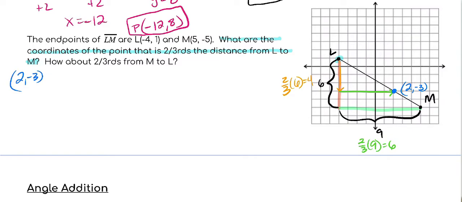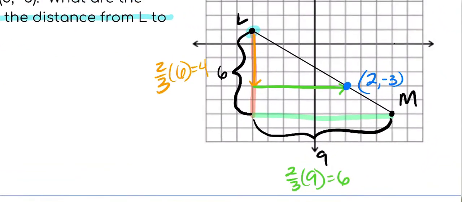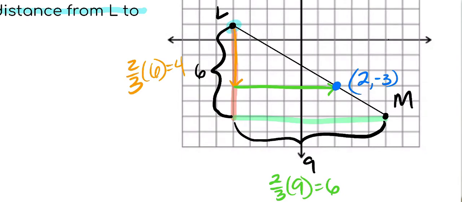Now it says, what about 2/3 from M to L? Well, we already have the numbers that represent 2/3, but we want to go the other direction. So we want to go from M to L. Rather than going down and to the right, we're going to go up and to the left. So we're going to go up 4, because that was the 2/3 change there. So 1, 2, 3, 4. This is the vertical distance, and we want to go left 6. So 1, 2, 3, 4, 5, 6 puts me right here on the line segment. And so I am now at the point -1, -1.